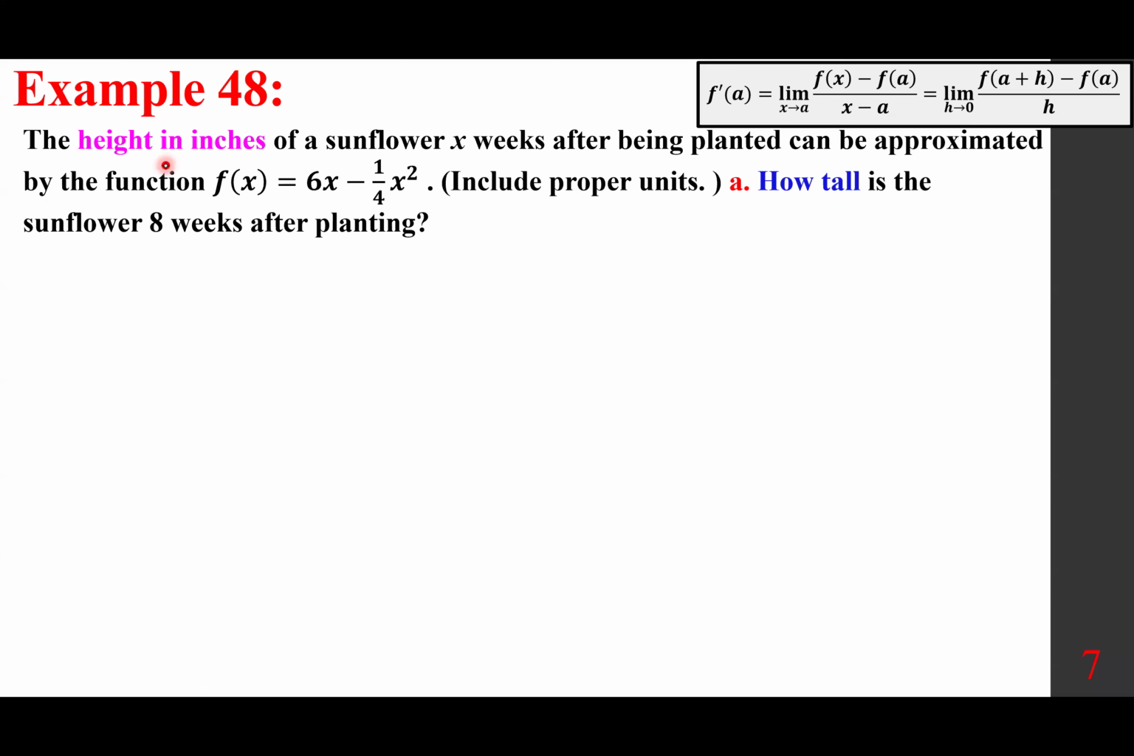The height in inches of a sunflower x weeks after being planted can be approximated by this function. How tall is it in 8 weeks? By the way, in any application, if units are given, you want to give them back with proper units. So obviously, part A simply is f of 8, which means replace the x with 8. That's it, elementary algebra. So 6 times 8 minus 1/4 of 8 squared. This is 48. This is 64 times 1/4, 16. So we get 32 inches.